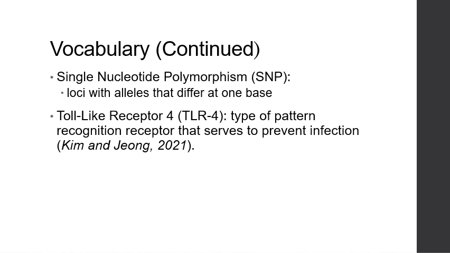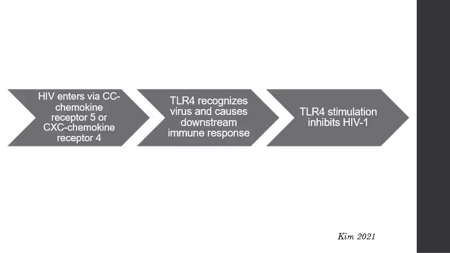Toll-like receptor 4, or TLR4, is a type of pattern recognition receptor that serves to prevent infection by initiating an immune response. So this shows the importance of TLR4. HIV enters the cell via CC chemokine receptor 5 or CXC chemokine receptor 4. TLR4 then recognizes the virus and causes a downstream immune response. And so in that way, the stimulation of TLR4 can help to inhibit HIV-1.